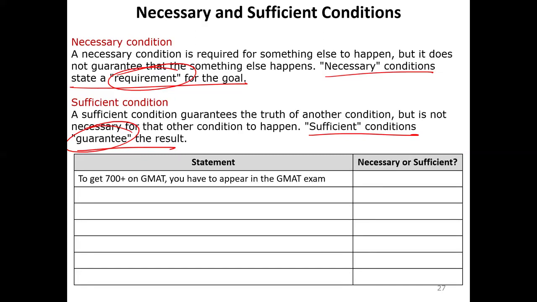To get 700 plus on GMAT, you have to appear in the GMAT exam. Now tell me, is appearing in the GMAT exam a necessary or a sufficient condition to achieve this goal? Think about it. No hurry. Is that a necessary condition or a sufficient condition to get 700 plus?